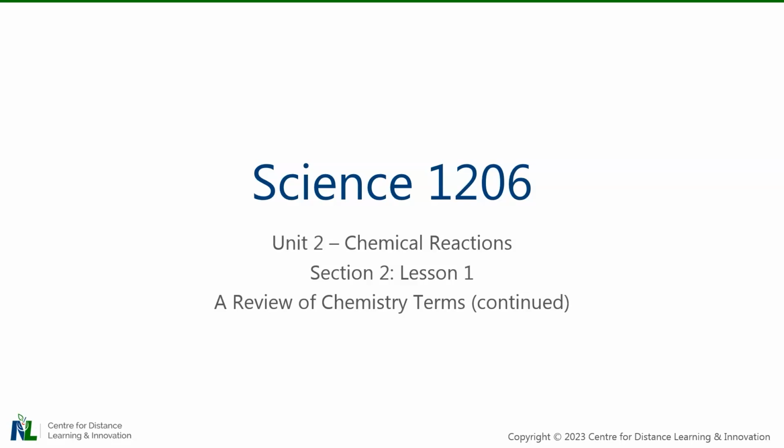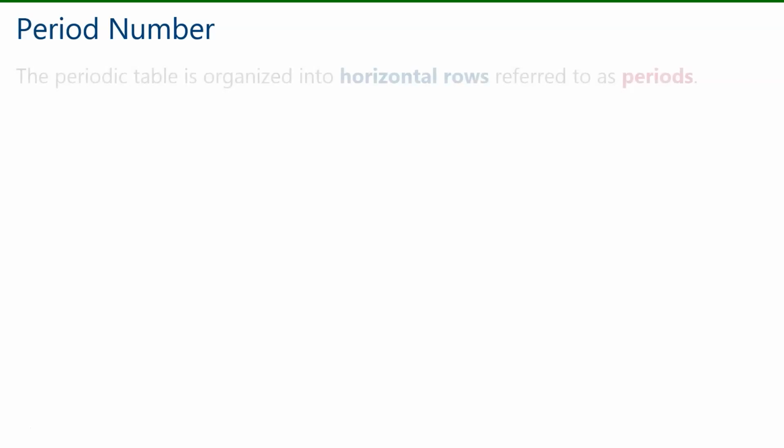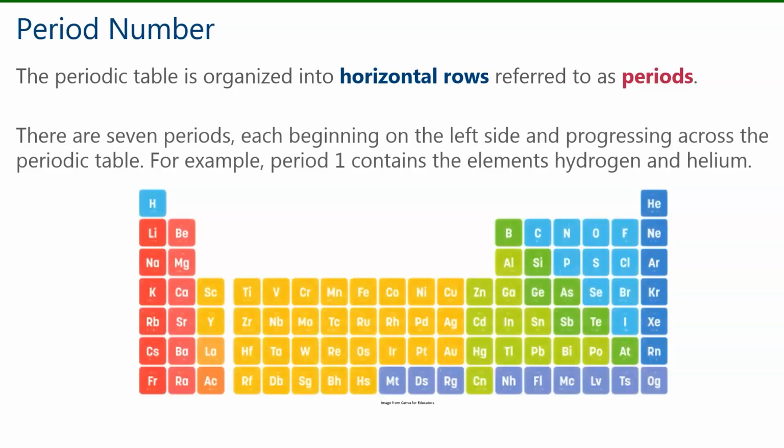I'm Miss Ledwell, and in this video, we'll continue our review of some chemistry terms. So let's get started. First, let's review the period number. Remember that the periodic table is organized into horizontal rows referred to as periods. There are 7 periods, each beginning on the left side and progressing across the periodic table.